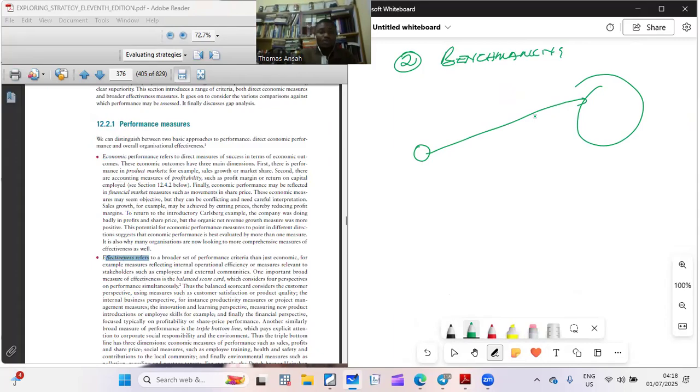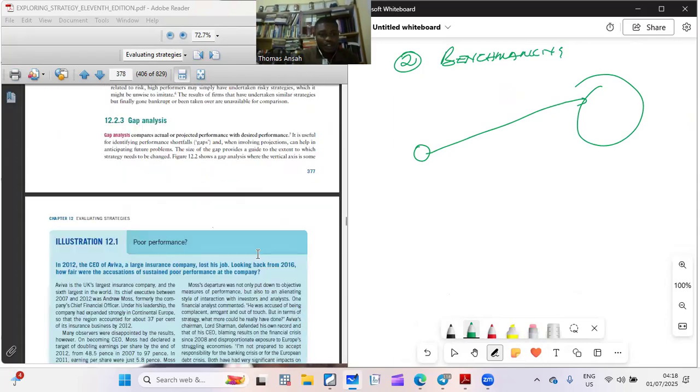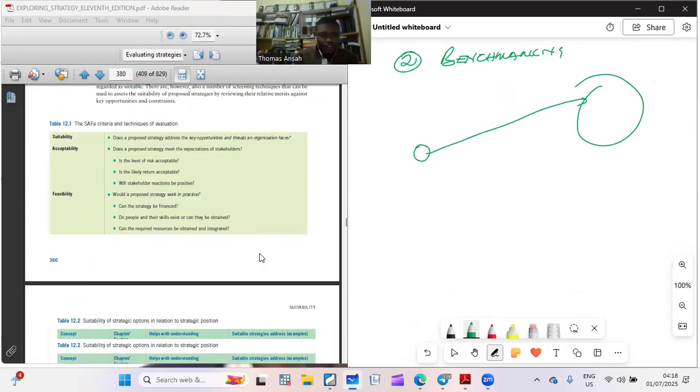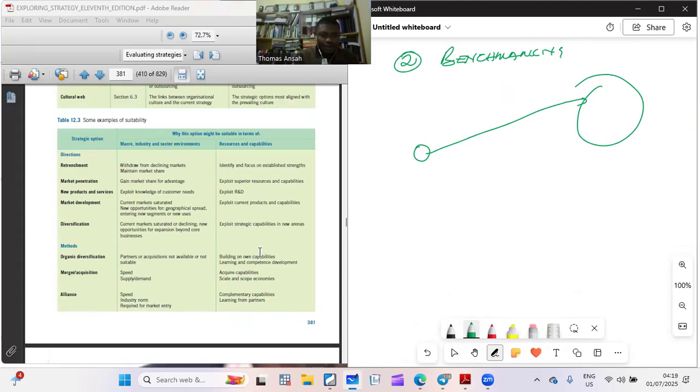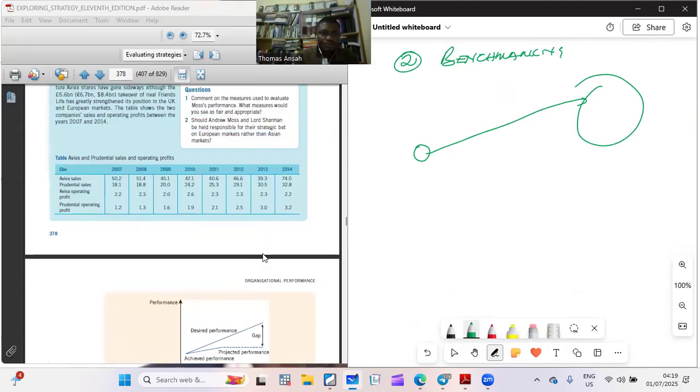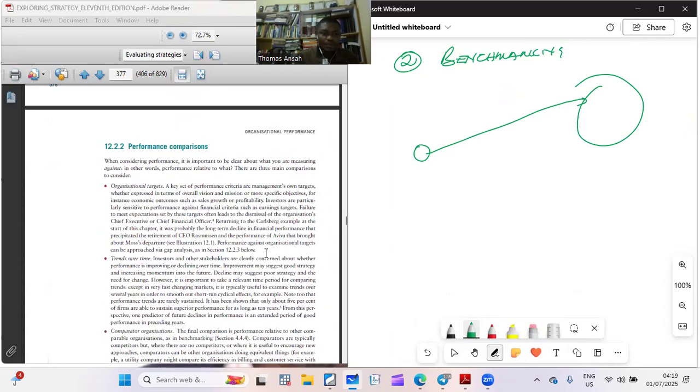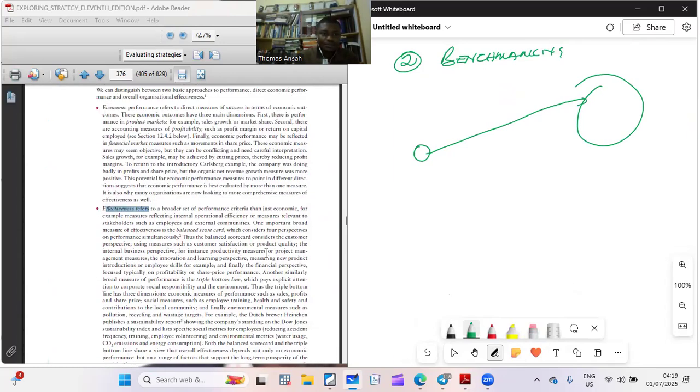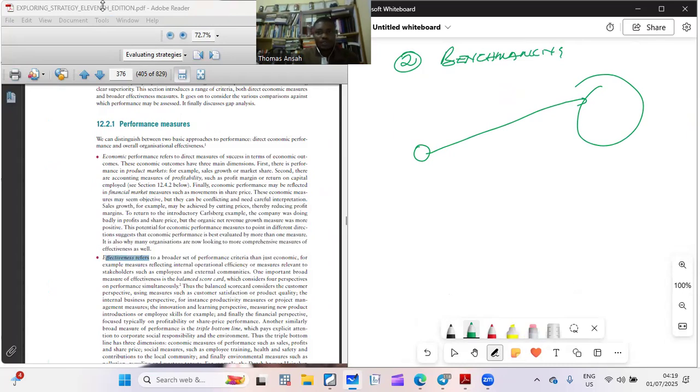So all I need to show you is the types of benchmarking, all right, for us to discuss. So let's discuss the types of benchmarking. Now, the types of benchmarking, we have basically four types of benchmarking. The types. All right. The first one is internal benchmarking.